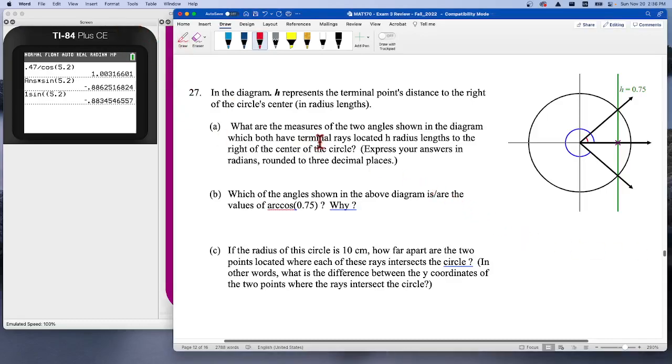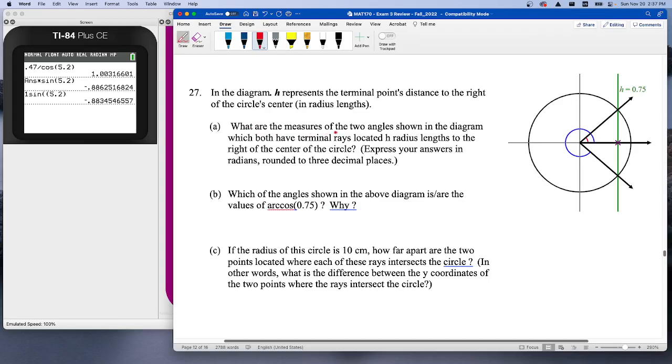27. We have this diagram here. We're given in the diagram, h represents the terminal point's distance to the right of the circle's center in radius length. So that's going to be the cosine of the angle. It's going to be the x coordinate, right? Cosine, the result.